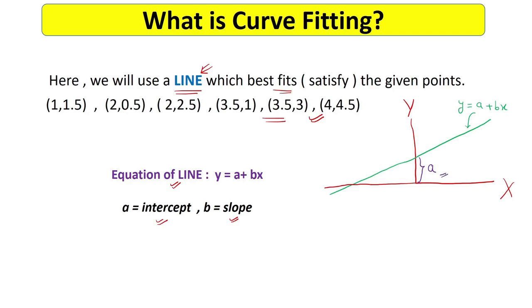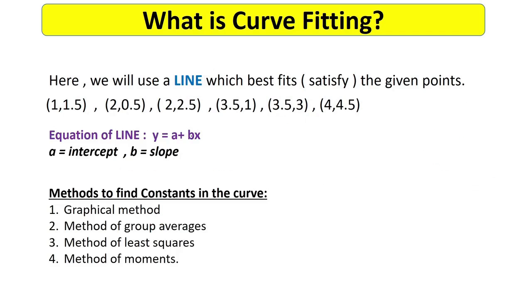So this is the intercept, and this line will have some slope which is represented by b. So when we say that we have to find the equation of the straight line which best fits the given data points, that means we have to find this equation. And how can we find this equation?